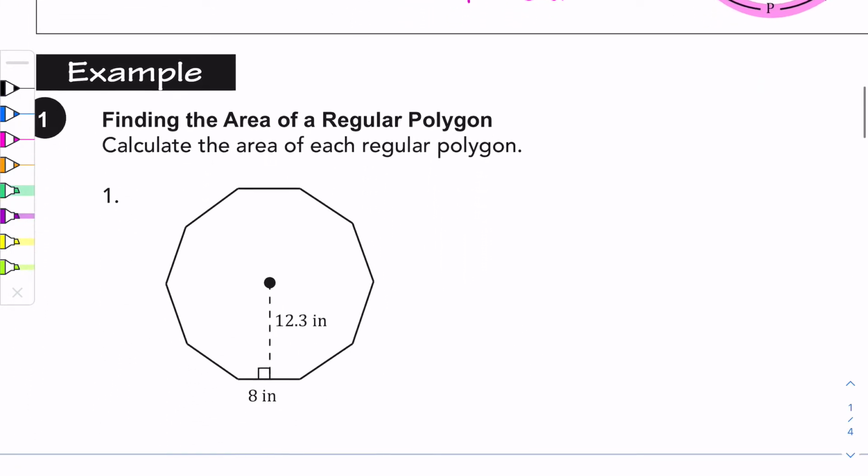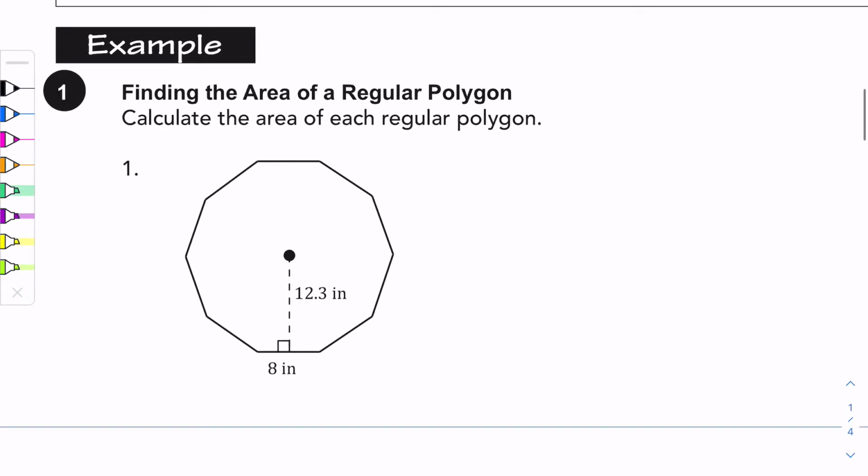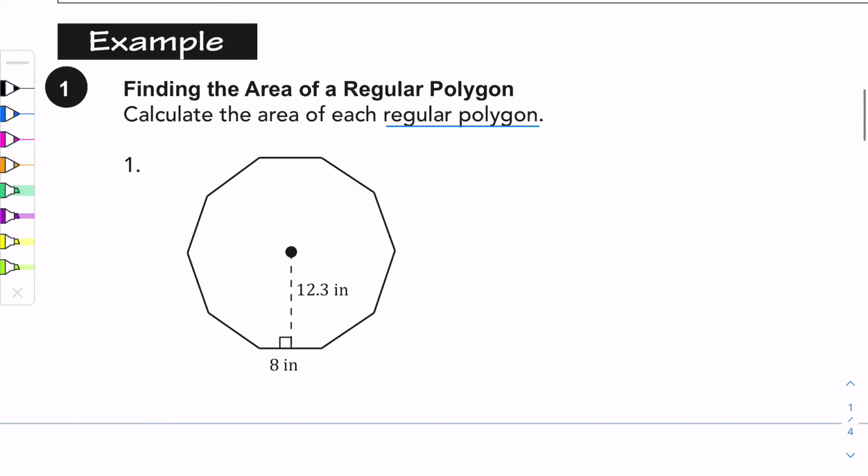If we move on to our first example, this one says calculate the area of each regular polygon. So before I even start to find the area, what I want to do is indicate the parts and pieces I know about this figure. Because it says it's a regular polygon, I know that every side is the same length. That means that I have 1, 2, 3, 4, 5, 6, 7, 8, 9, 10 sides. This is a decagon. I have 10 sides at 8 inches.